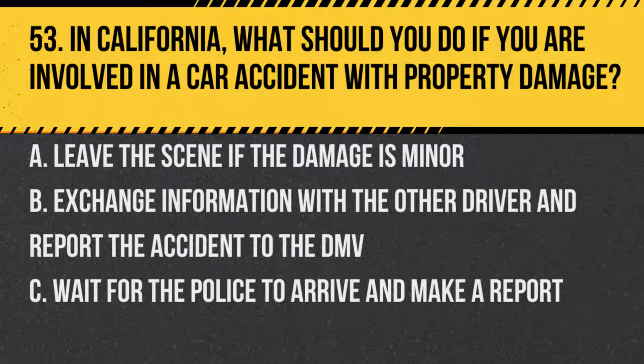Question 53. In California, what should you do if you are involved in a car accident with property damage? A. Leave the scene if the damage is minor. B. Exchange information with the other driver and report the accident to the DMV. C. Wait for the police to arrive and make a report. Answer: B. Exchange information with the other driver and report the accident to the DMV. It's important to document the incident and fulfill legal requirements.